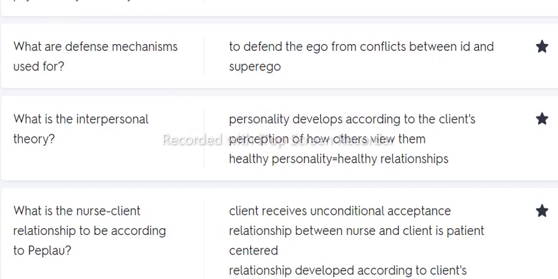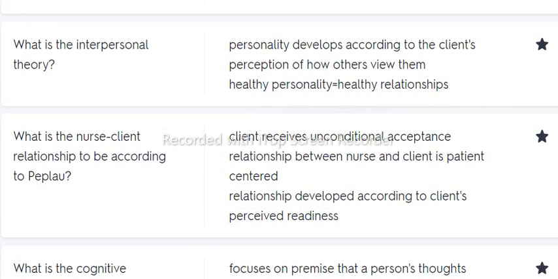What is the interpersonal theory? Personality develops according to the client's perception of how others view them. Healthy personality equals healthy relationships. What is the nurse-client relationship to be according to Peplau? Client receives unconditional acceptance. The relationship between nurse and client is a client-centered relationship developed according to the client's perceived readiness.